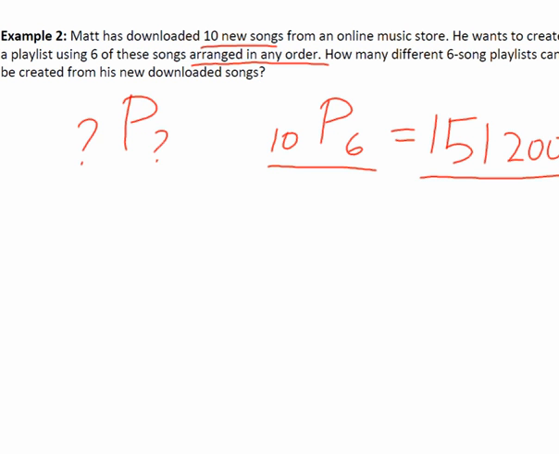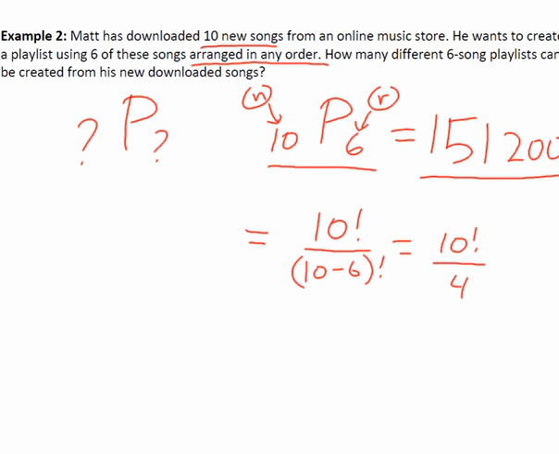Okay, so in the formula, remember you have to do n factorial on top. So that's your n. This is your n right here, right, Jesse? And that's your r. So what goes on top? N. So 10 factorial. And then on the bottom, 10 minus 6. So 10 minus 6 is 4. So it's 10 factorial over 4 factorial.